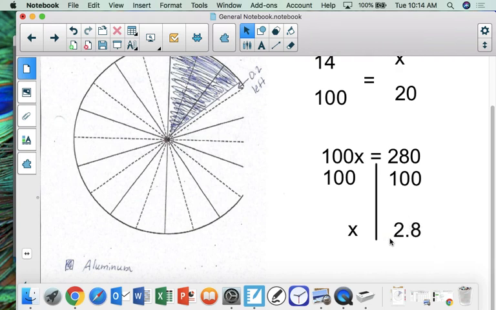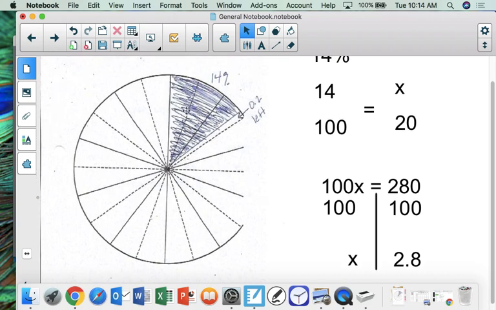X equals 2.8. So then I go back up here, and I'm going to shade in 2.8 wedges, and then I'm going to have 0.2 left over.